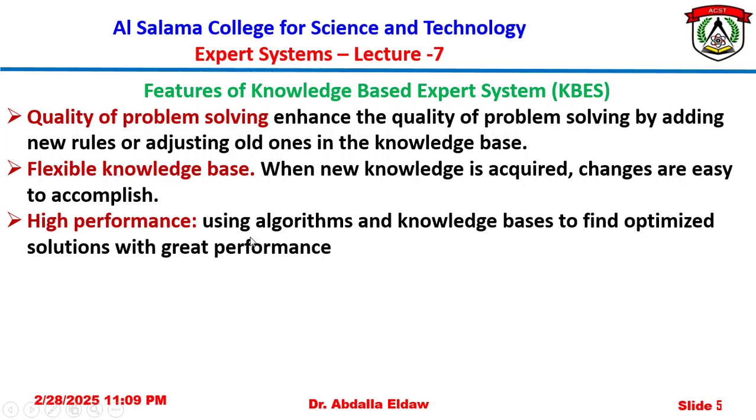High performance: using algorithms and knowledge bases to find optimized solutions with great performance. The two important things that give us high performance are the algorithms and knowledge bases. That means our system applies scientific ways, like quality algorithms and the knowledge base, to give us optimized solutions.